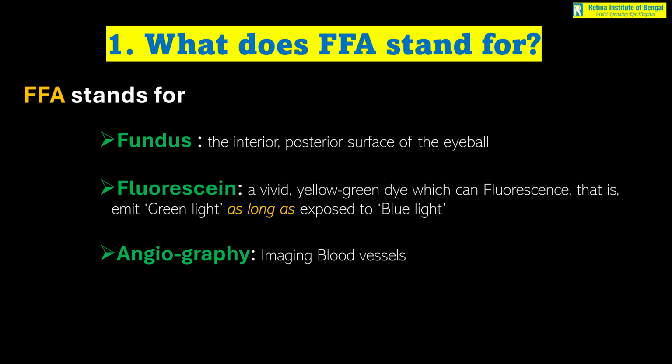So we have fundus fluorescein angiography, where we are using a dye to document the flow of blood predominantly inside the retinal blood vessels. Now for choroidal blood vessels, we have a different diagnostic test called ICG angiography, indocyanine green angiography. Maybe we will try to make a video of that sometime in the future. So the next question is, how do we do FFA?